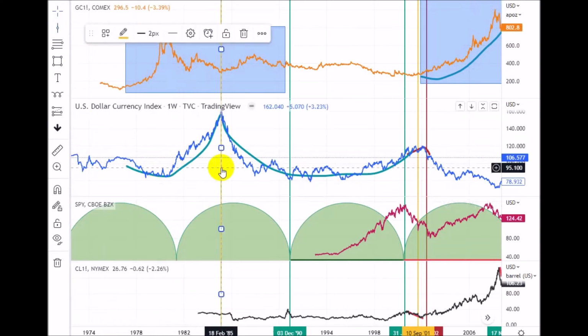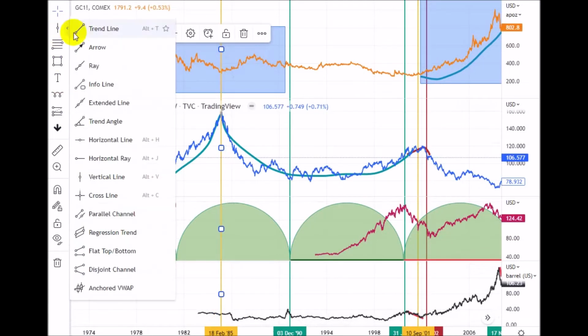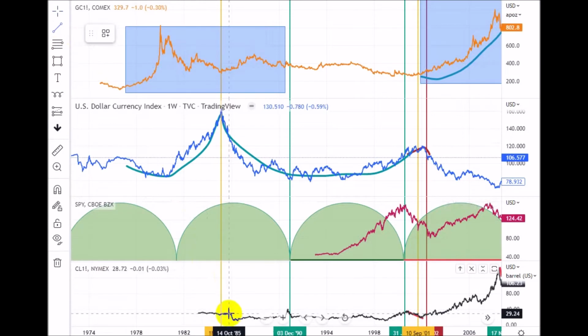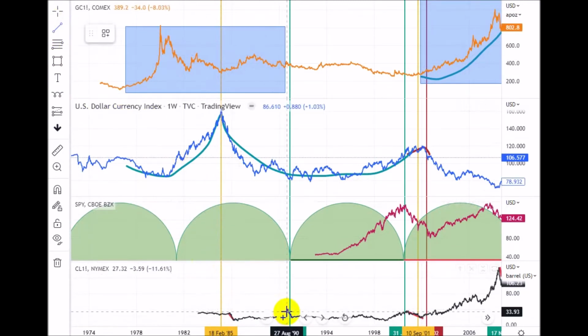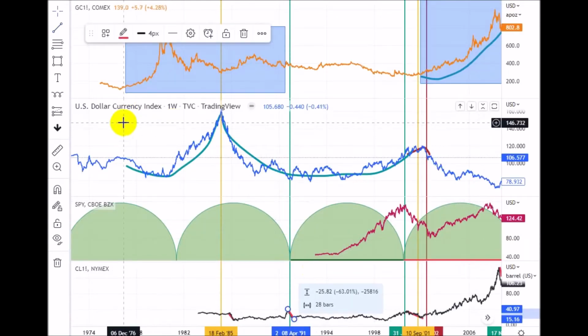So here's a peak in the U.S. dollar, bottom in gold. Oil tops out and collapses massively during this time frame. Oil collapsed how much, you might ask? Let's see. It went down about 80%, 60%, based on rough numbers. Then we had a similar scenario here where oil collapsed again, 63%, 60%.